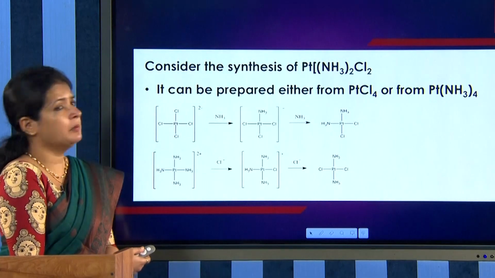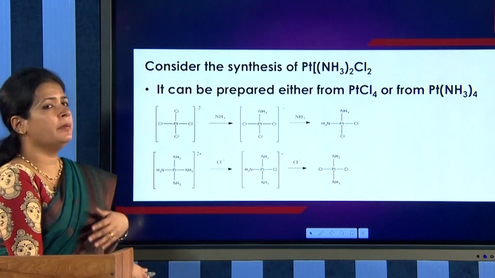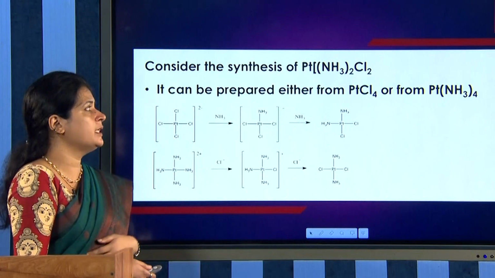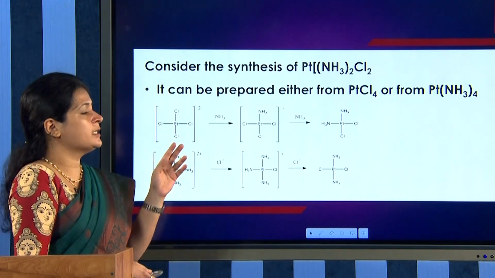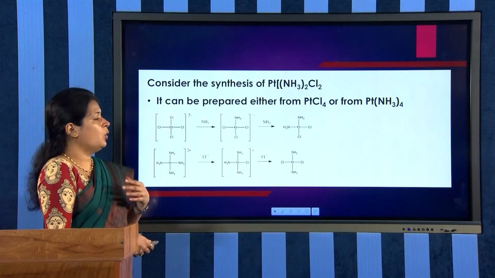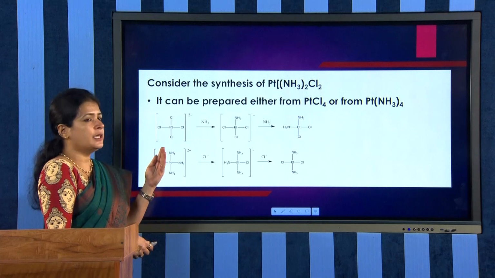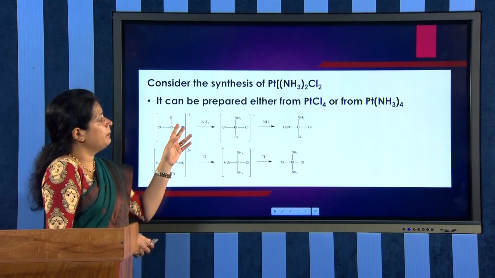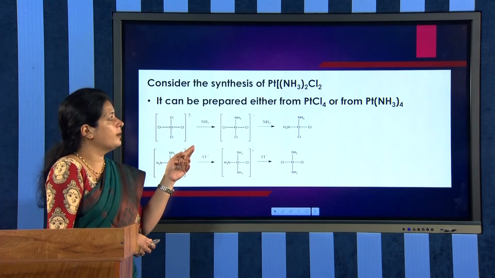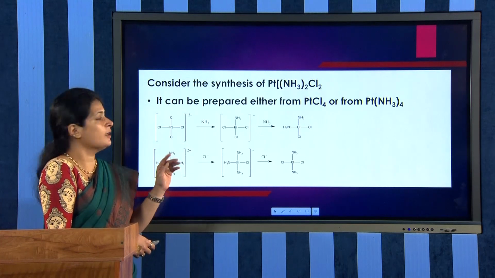Now, while discussing trans effect, initially we will start with the synthesis of the complex Pt(NH3)2Cl2. How can we synthesize this complex? It is a platinum based, square planar complex, that is Pt(NH3)2Cl2. It can be prepared either from PtCl4 or from Pt(NH3)4.